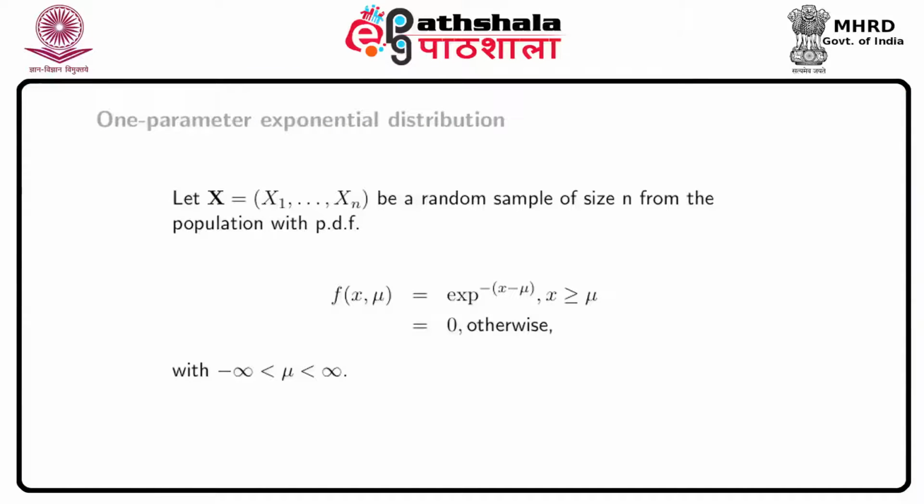We first consider the one parameter exponential distribution. Let x be a vector representing a sample of size n, denoted by x1, x2, ..., xn, in which x1, x2, ..., xn are IID according to the PDF f(x, mu) equal to exp(-(x - mu)), where x is greater than or equal to mu, and 0 otherwise, with minus infinity less than mu less than infinity.